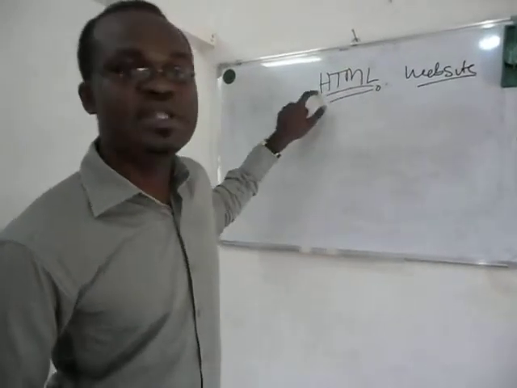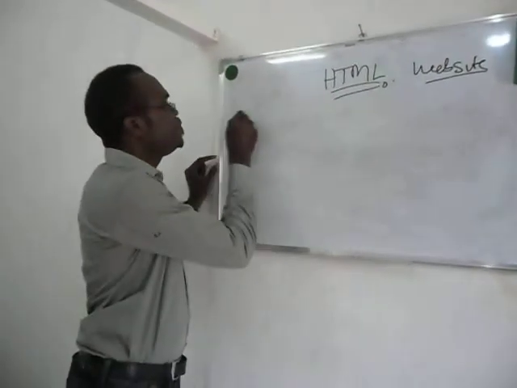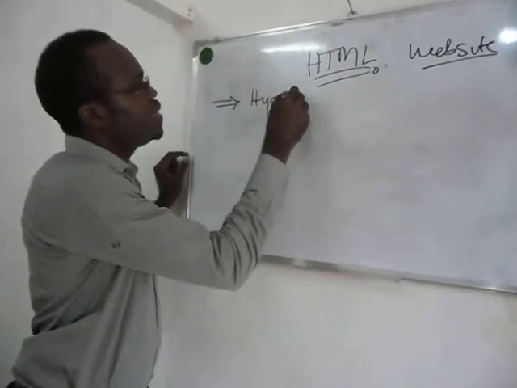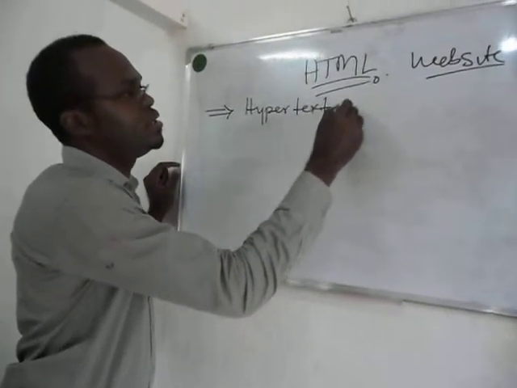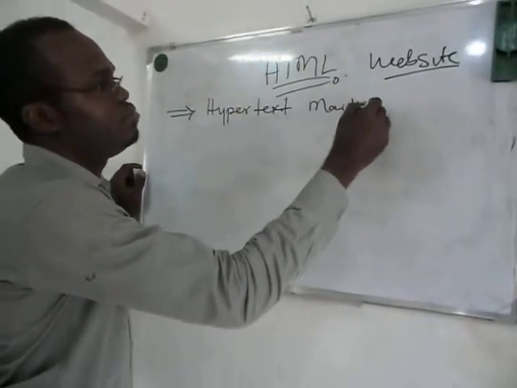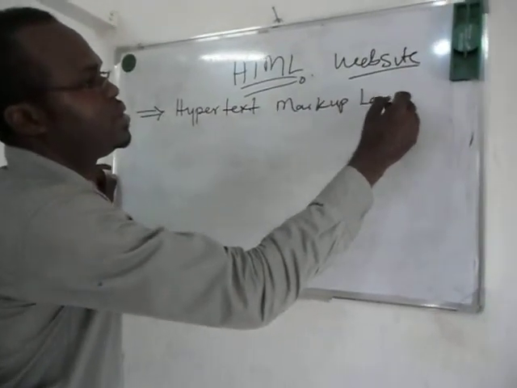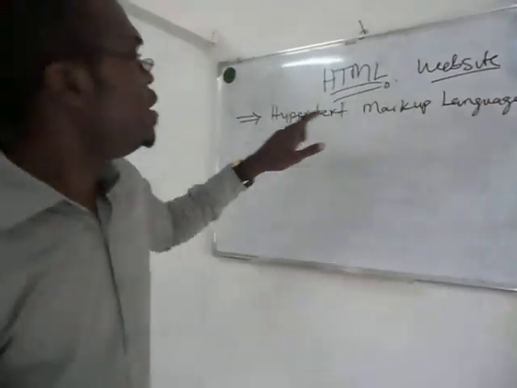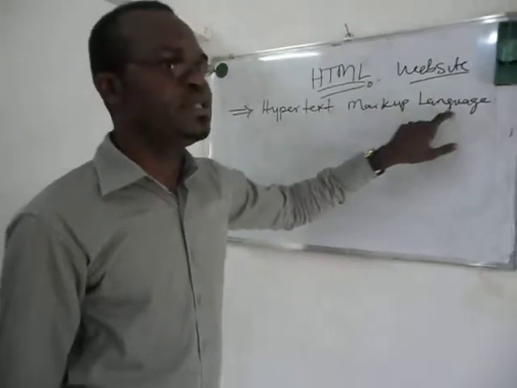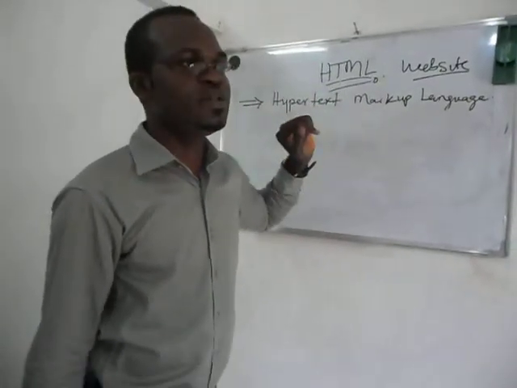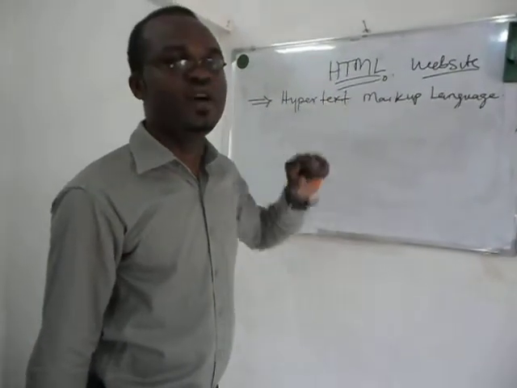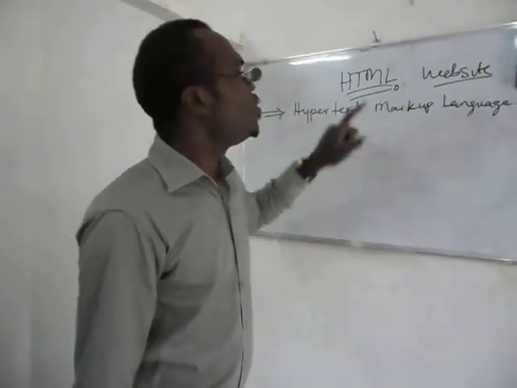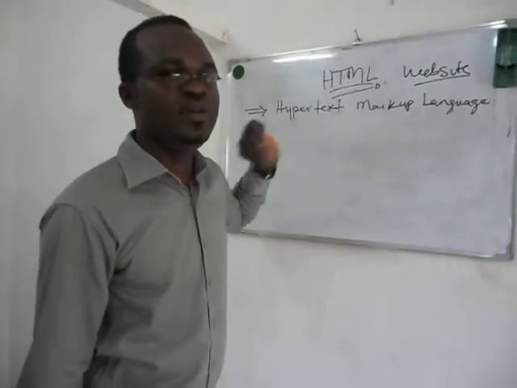So what's the meaning of this HTML? HTML simply means hypertext markup language. So this is the meaning of HTML. Hypertext markup language. And HTML, like I told you, is the most basic of all languages that you can use in developing websites. Why? Because web browsers understand HTML very well.